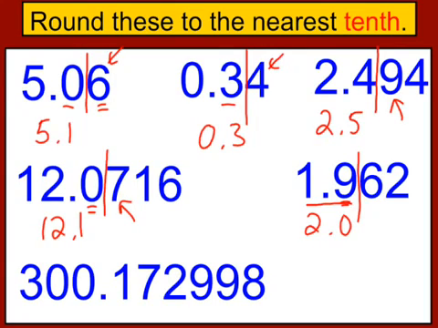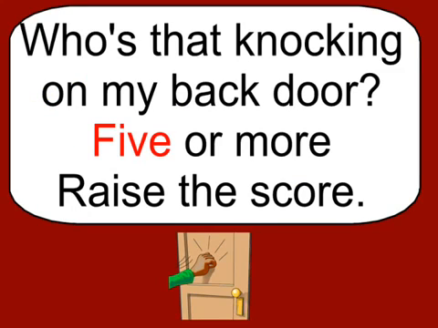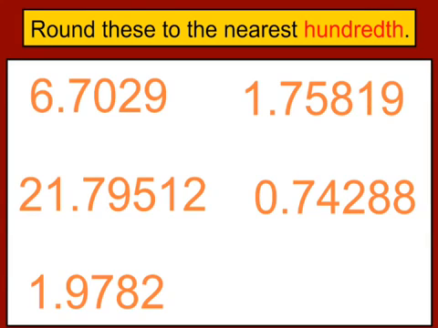And if I were doing this one, rounding it to the nearest tenth, let me put up my door. 7's knocking at the door, so this is going to raise up. This would be 300.2, 302 tenths. What if you were asked to round to the nearest hundredth? Well, remember, who's that knocking on my back door? 5 or more, raise the score.